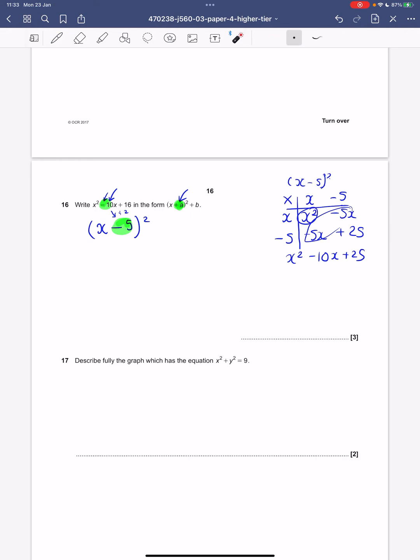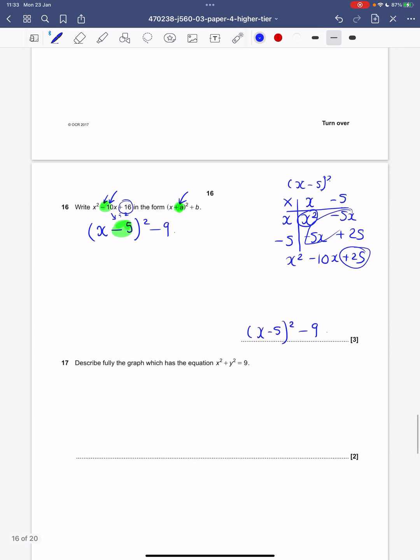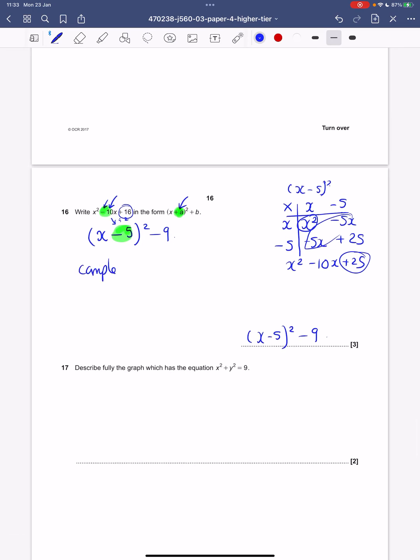Okay, so x minus 5 squared actually equals x squared minus 10x plus 25. You see? So this bit here is going to give us x squared minus 10x but plus 25. Well, we actually only want plus 16, and we've got plus 25, so we've got to take away 9. And that's our answer, x minus 5 squared minus 9. Okay, that's called completing the square. It doesn't say that in the question, but might as well put it in for completeness.